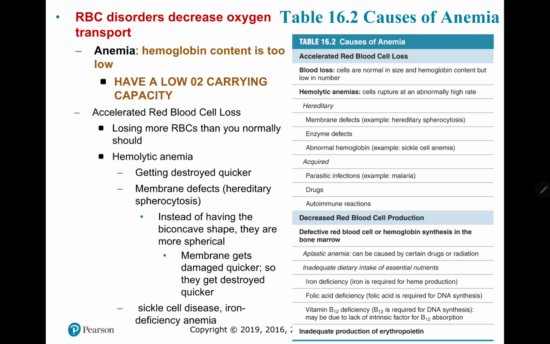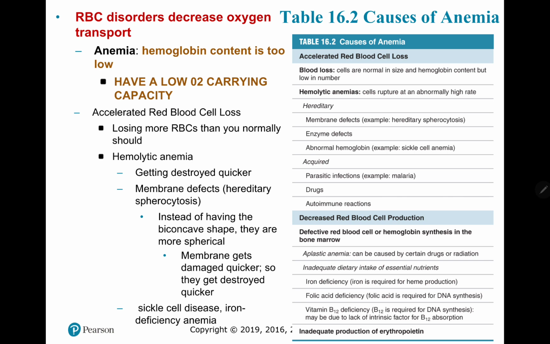Different causes can cause anemia. You can have accelerated red blood cell loss, and this is where you're bleeding out. So you're hemorrhaging, you lose too many cells. If you lose too many red blood cells, you lose too much hemoglobin, thus reducing your oxygen carrying capacity. So you're losing more red blood cells than you normally should.